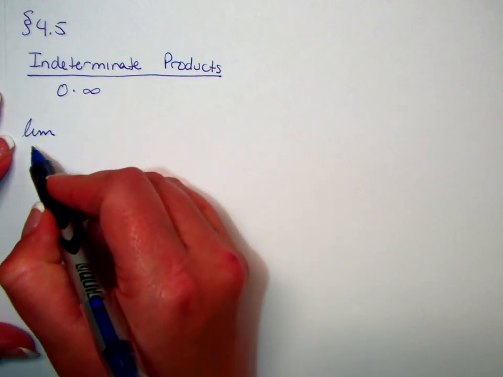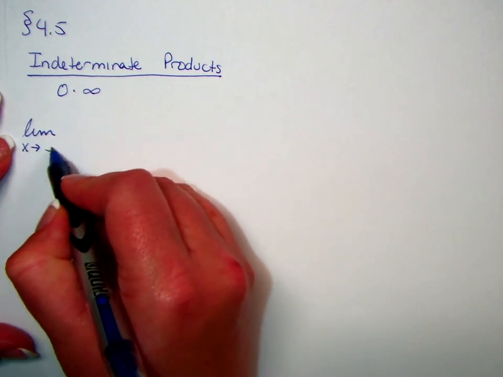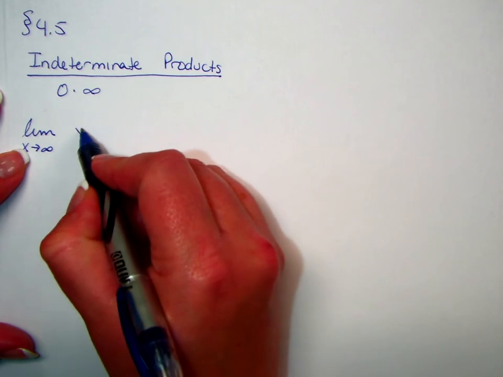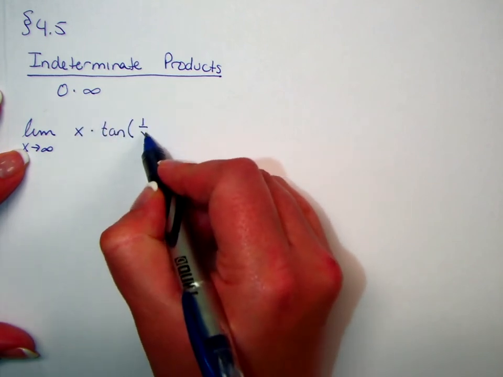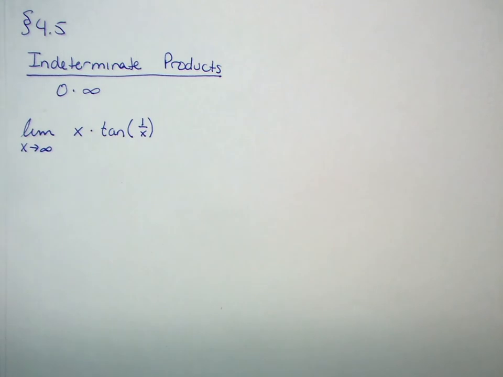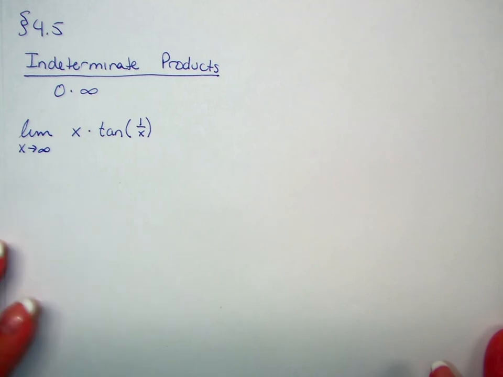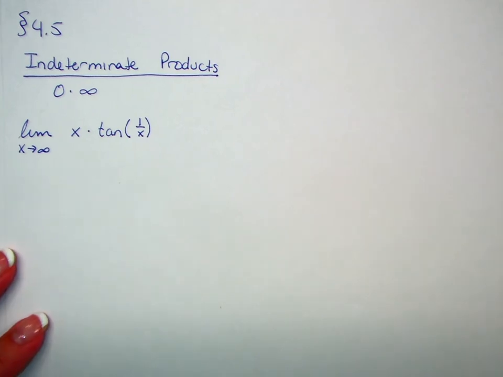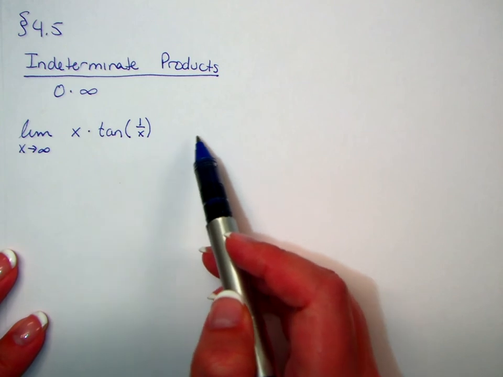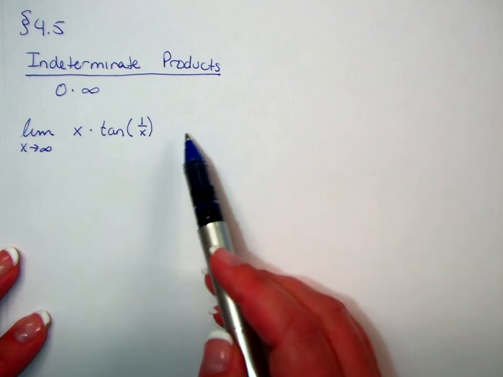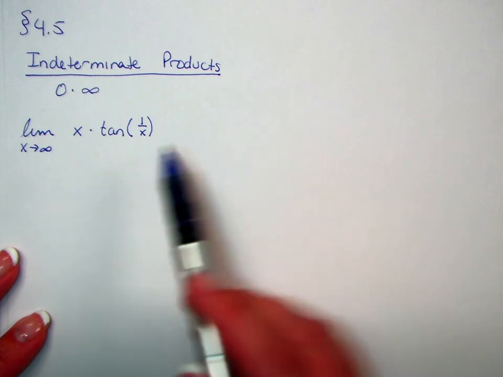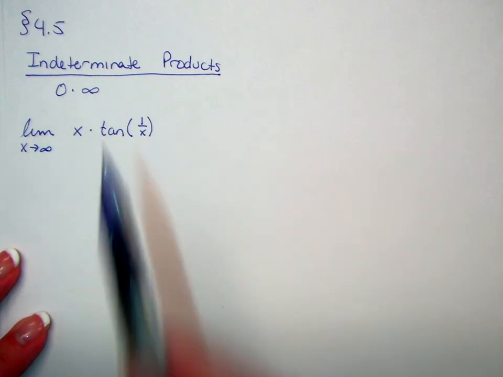So I have the limit as x approaches infinity of x times tan of 1 over x. Alright, so you first want to make sure that this is an indeterminate product, because if it was infinity times infinity for some reason, the answer would simply be infinity, and we wouldn't need to do any work, right? Or if we had 0 times 0 for some reason, we would just get 0, okay? So we got to make sure we have an indeterminate product here.